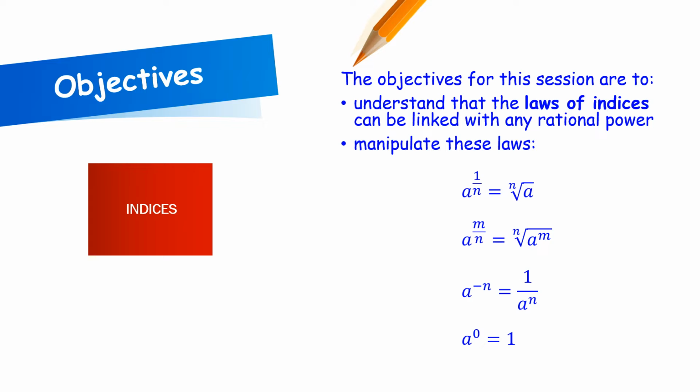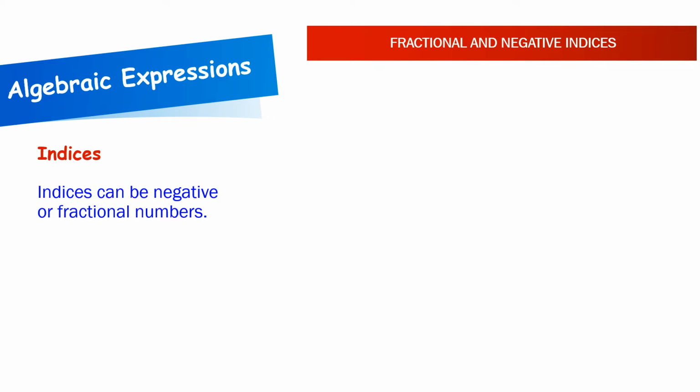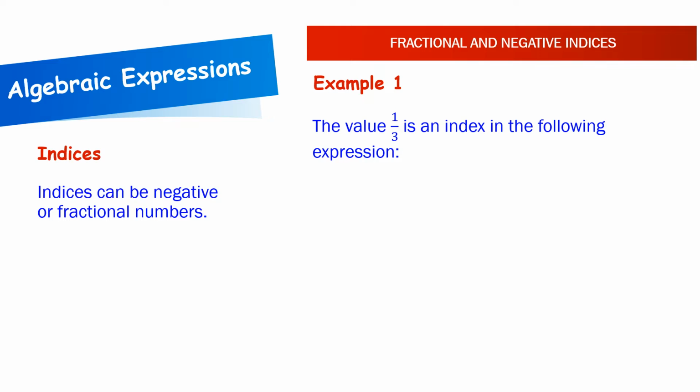Of course, in some of these circumstances, we cannot consider a equal to 0. Indices can be negative or fractional numbers. So, for example, the value 1 over 3 is an index in the following expression. This simplifies to x to the power a third plus a third plus a third. And of course, this equals x to the power 1, which equals x.